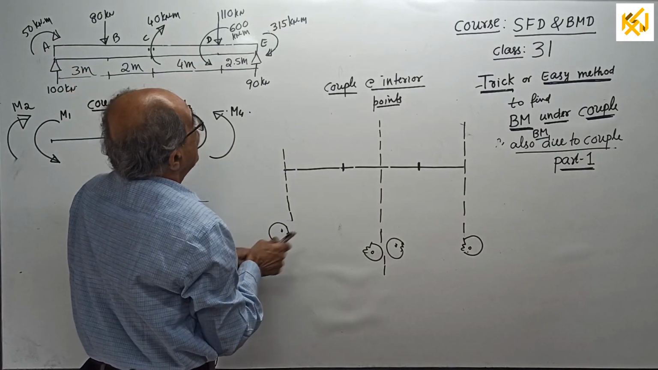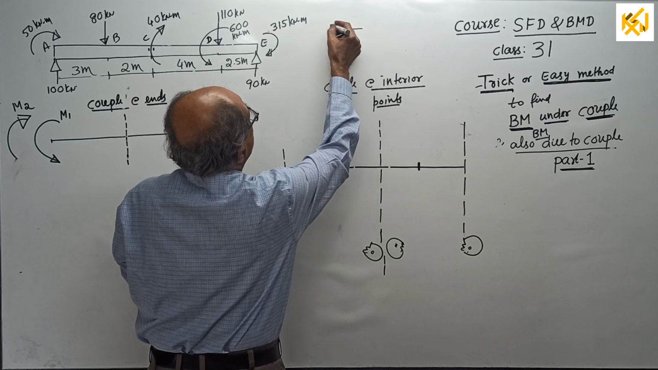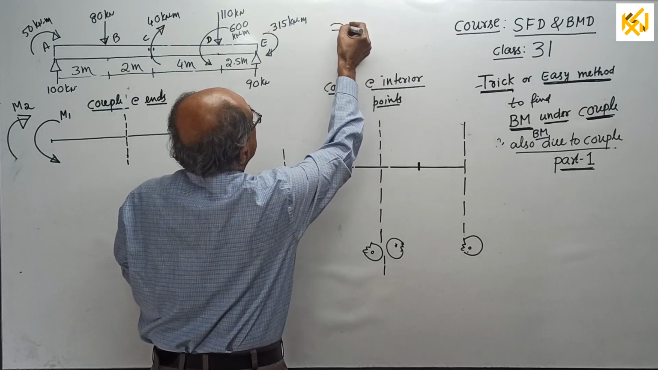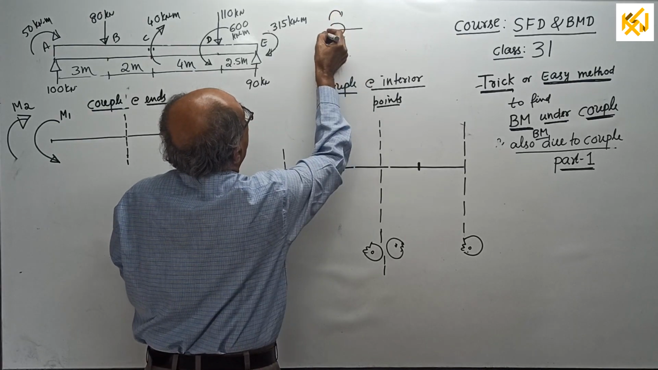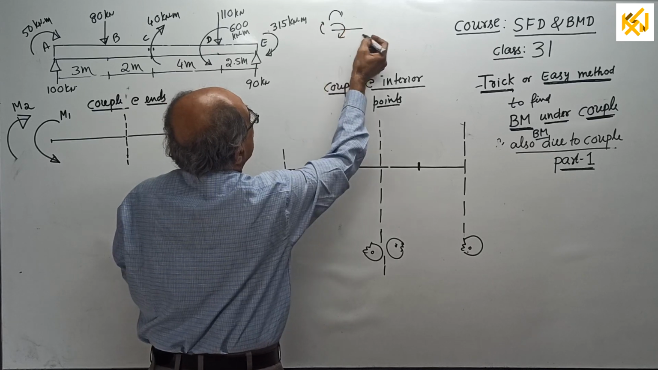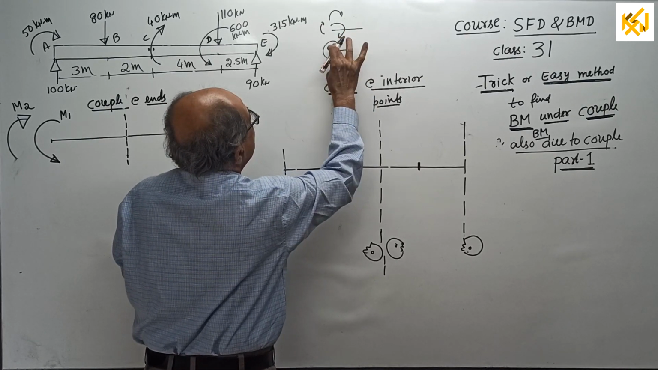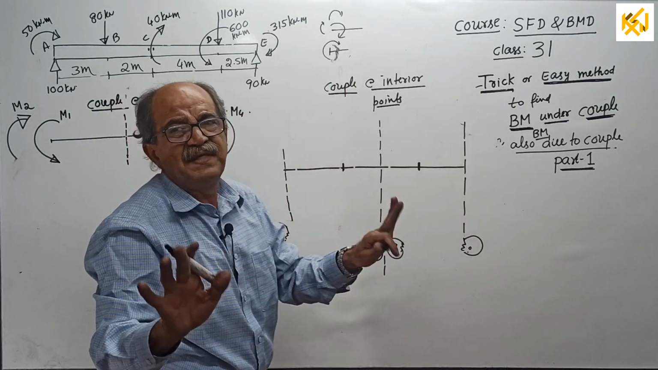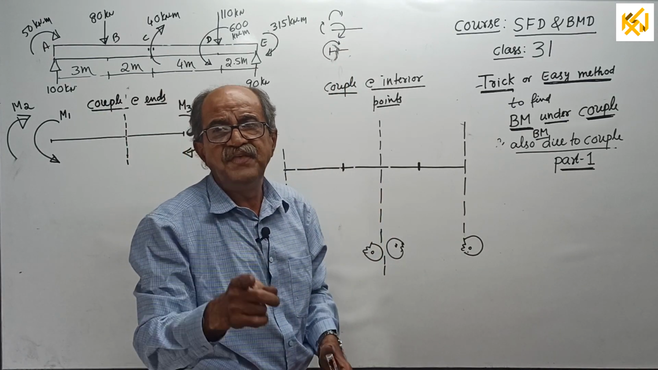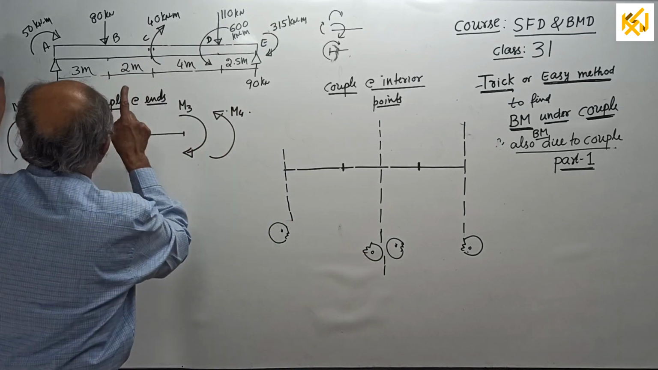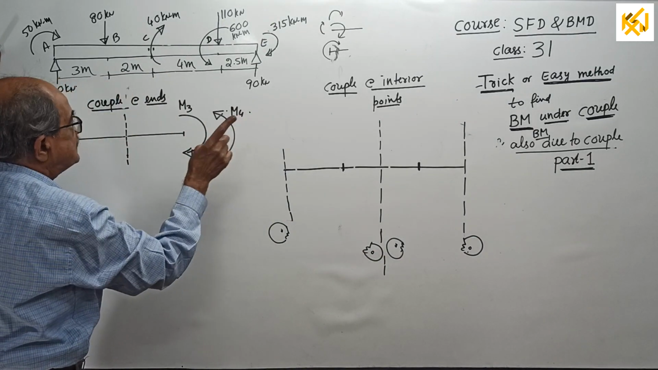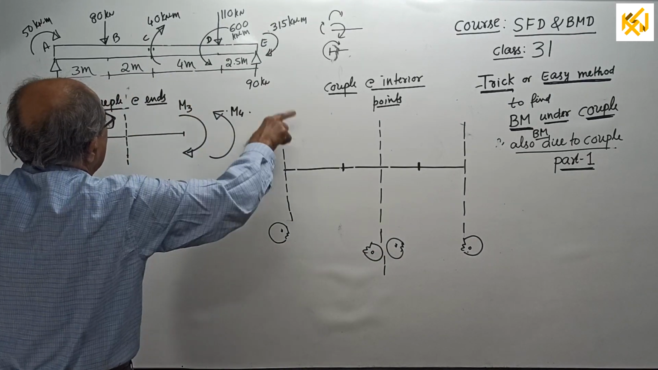See, for example, at the end, they can give the couple clockwise, or anticlockwise this way, or sometimes I have even seen people giving the couple like this. Let them give whatever they want. What you do is, couples at the ends, always mark like this.